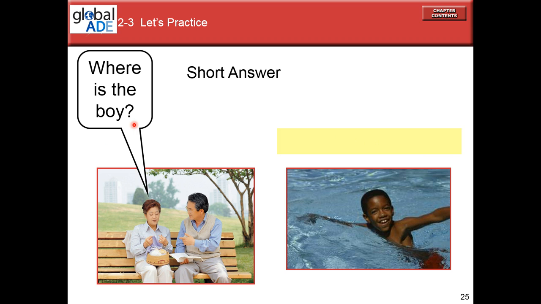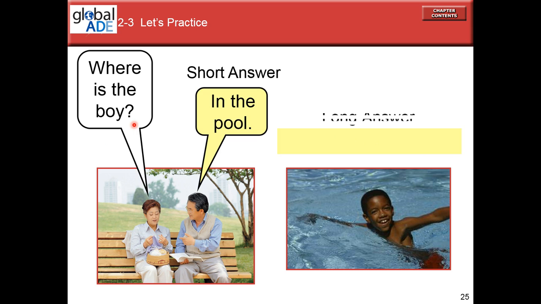Where is the boy? Short answer: in the pool. In the pool. All right? In the pool. But for the long answer: the boy is in the pool. The boy is in the pool.